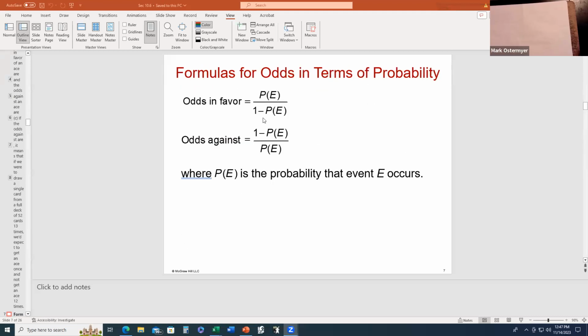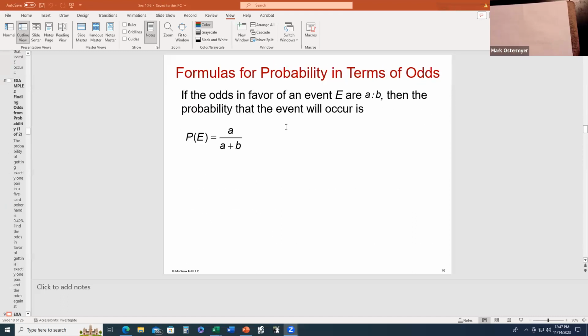These formulas here enable you to go from probabilities back to what? Back to odds. Is this making sense here? So these formulas take you from probabilities back to odds, whereas this formula takes you from odds back to probabilities. So we can now go in both directions. Given odds, we can recover the equivalent probability, or given a probability, we can recover equivalent odds.